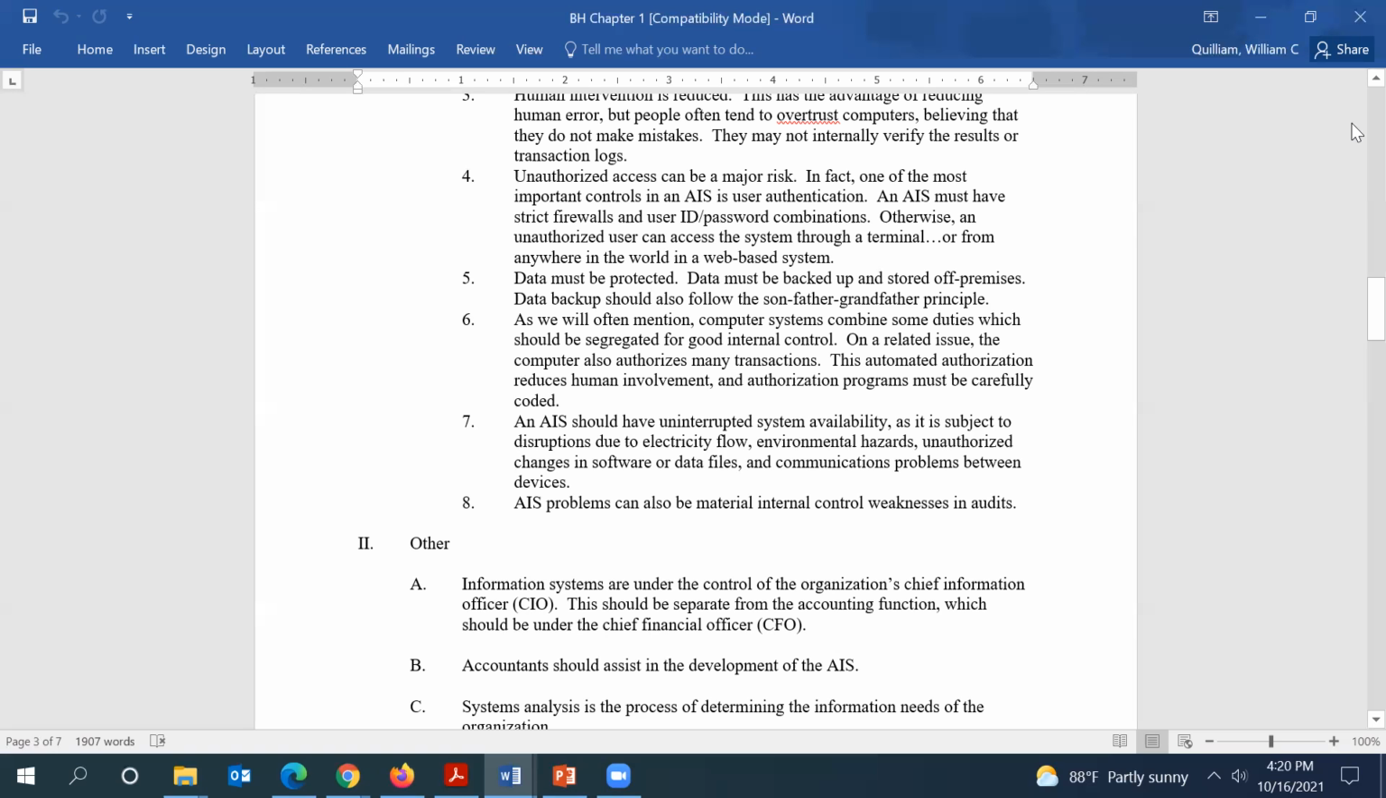Number 6, we'll often mention computer systems combine some duties which should be segregated for good internal control. On a related issue, the computer also authorizes many transactions. This on-demand authorization reduces human involvement, and authorization programs must be very carefully coded. So again, a double-edged sword. It can be a good thing or a bad thing, if it goes wrong.